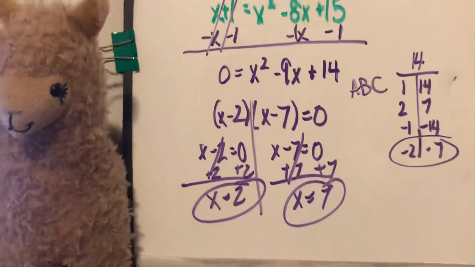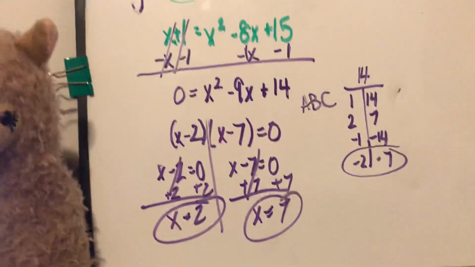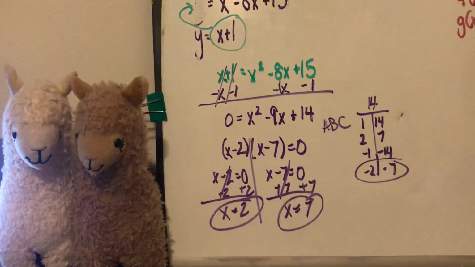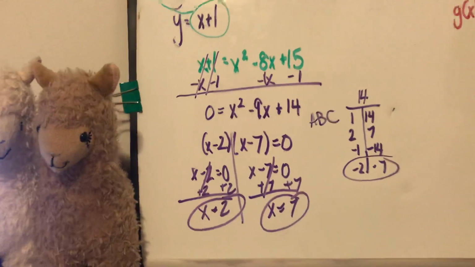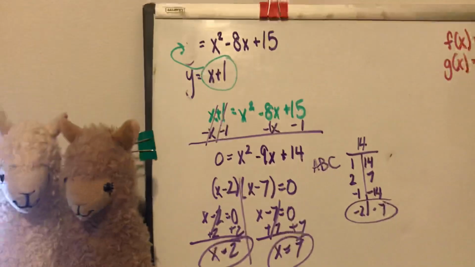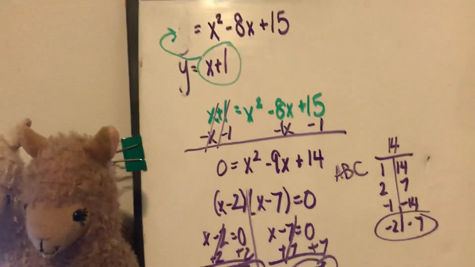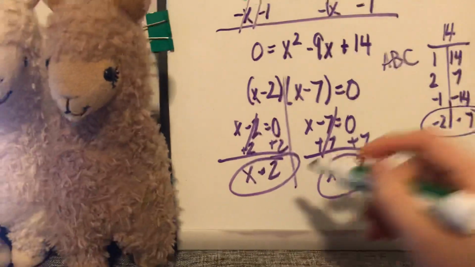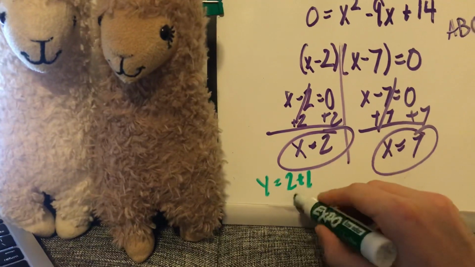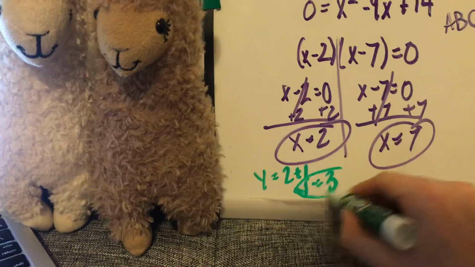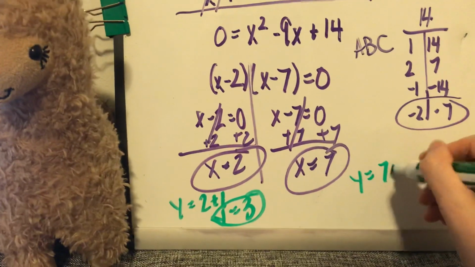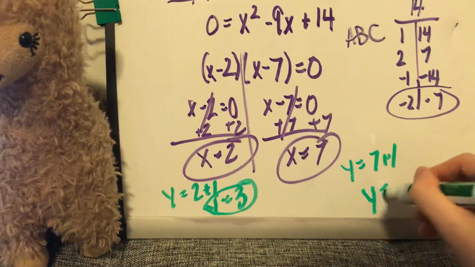And now you're left to solve for your y values. Again, I'm solving a system of equations, so how do I find my y? Ricky, you are right. I do substitute in for x. I'm going to use y equals x plus 1 because that's easier. So I simply would have y equals 2 plus 1, or y equals 3. And here I would have y equals 7 plus 1, or simply y is equal to 8.